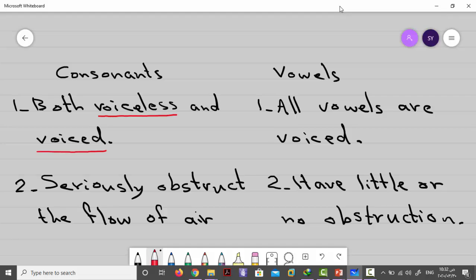Now, on the other hand, vowels, when we define them, we said that they are a set of voiced sounds. Now, here's the catch: a set of voiced sounds. It means that all the vowels of English are voiced. That's to say, when you produce an English vowel, there will be vibration within the vocal folds.